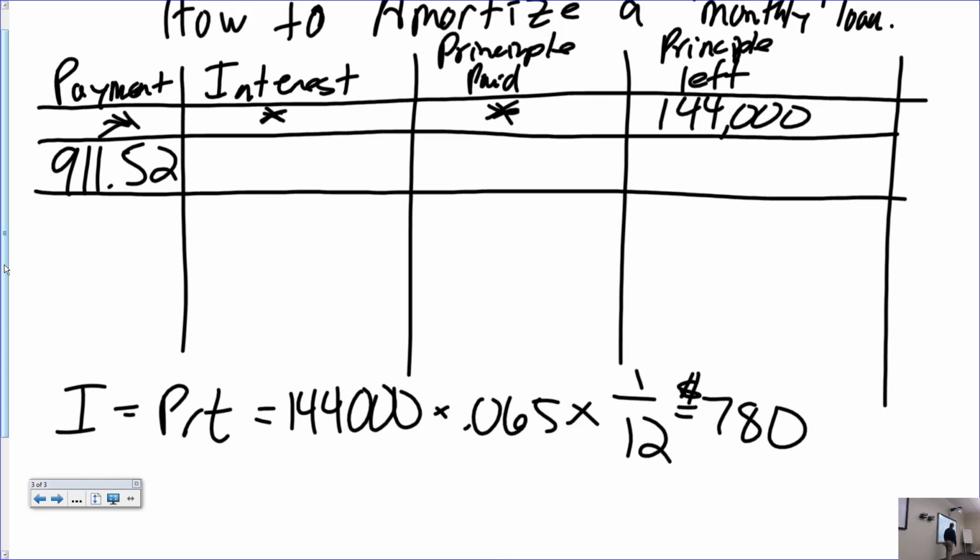It's a hot mess. All right, so note, folks, $780 of interest. That's how much you owe the bank in interest for the first month. So you owe $780.